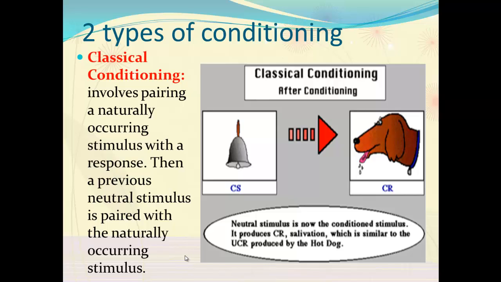Classical conditioning involves pairing a naturally occurring stimulus with a response. Then, a previously neutral stimulus is paired with a naturally occurring stimulus.